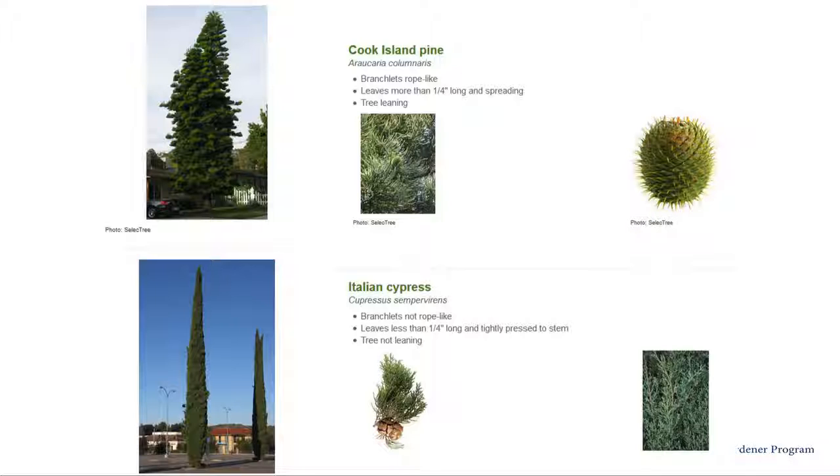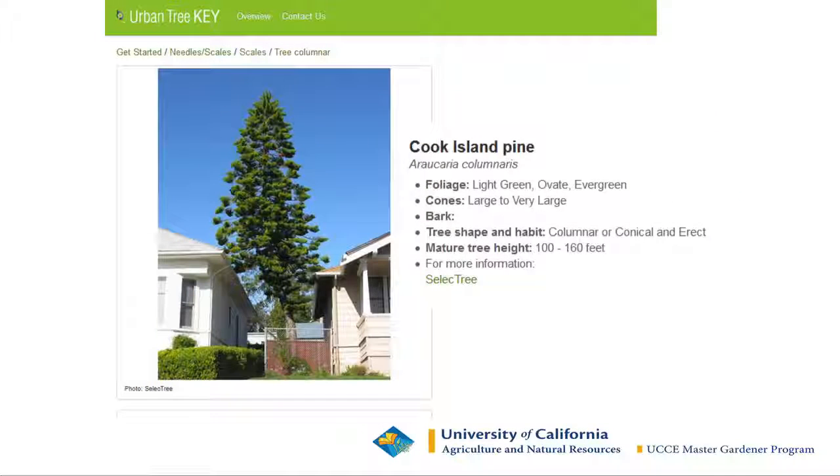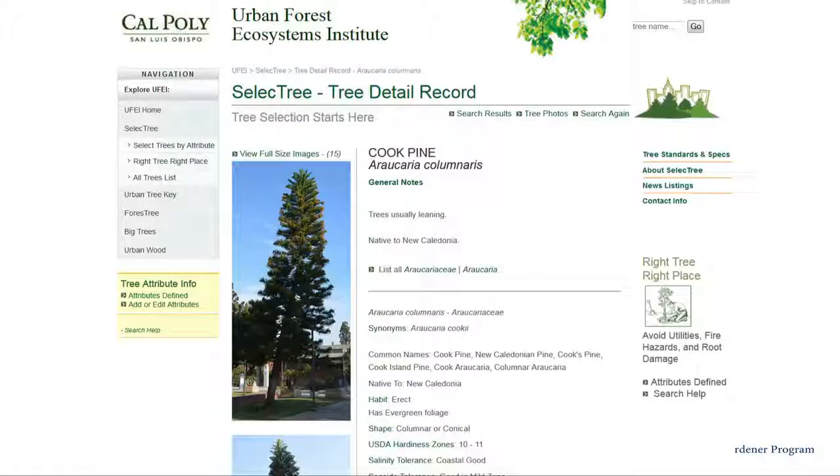And right here, the tree is leaning. That is just what this tree does. According to Ritter, they all bend to the south of this hemisphere and to the north, I don't remember, but they bend. Cook Island pine. And as you follow the links for more information, go to SelecTree here, and that gives you even more information on the tree.